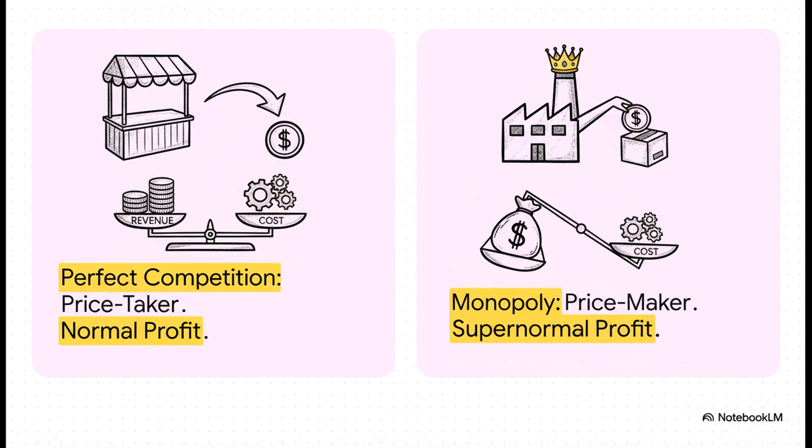For them, price, marginal revenue, and average revenue are all the same number. But a monopoly is the complete opposite. It's a price maker. It controls the market, so its price is always higher than its marginal revenue. This allows it to earn massive, sustained profits.